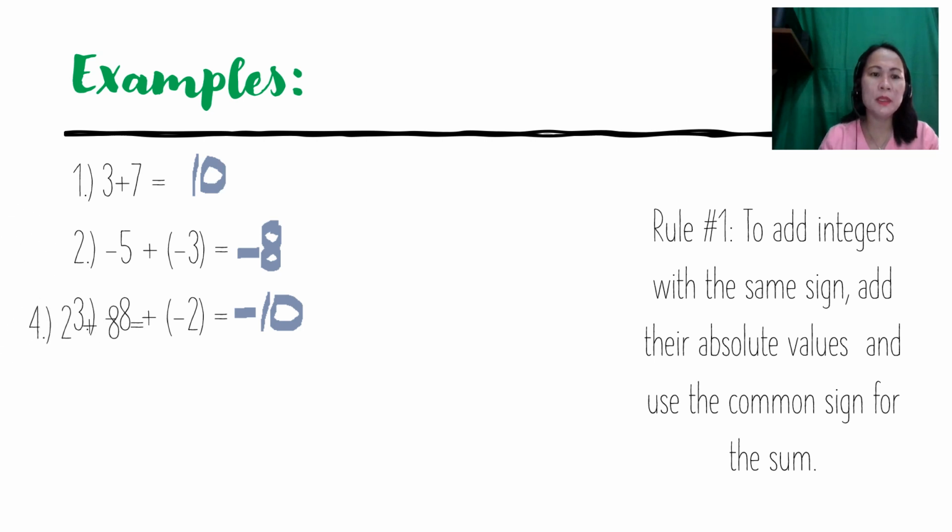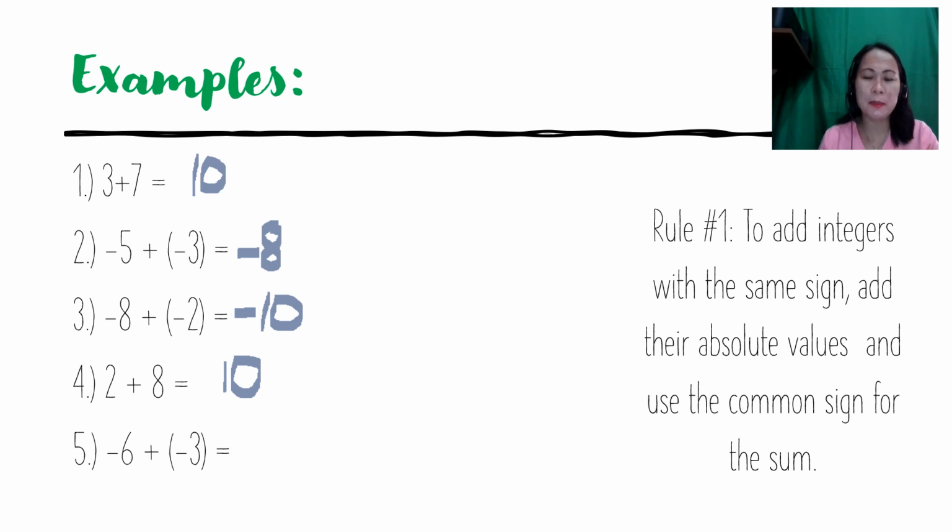And for example number 4, we have 2 plus 8. Then we have positive 10. Again, if the sign is positive, we don't need to write the positive sign. For example number 5, we have negative 6 plus negative 3. Add the numbers, we have 9, and use the common sign, which is negative.